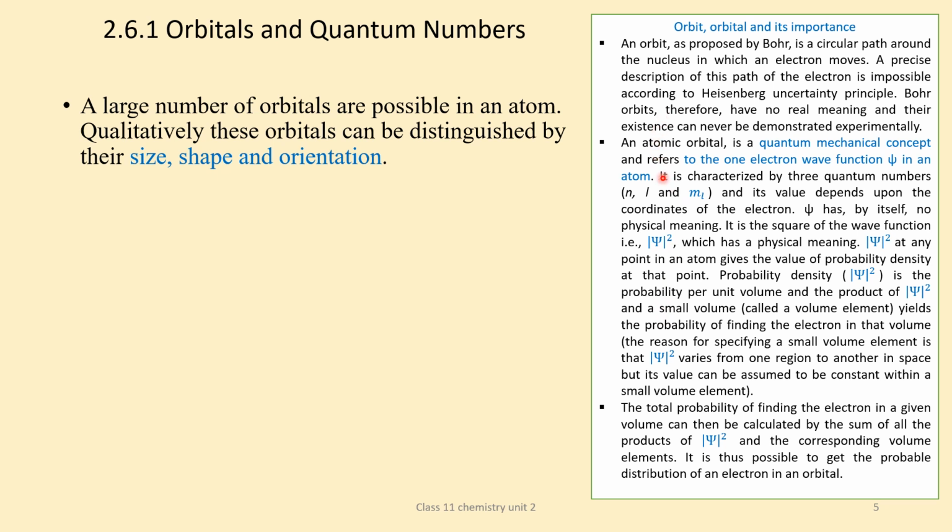An orbit as proposed by Bohr is a circular path around the nucleus in which an electron moves. A precise description of this path of the electron is impossible. Please underline impossible, according to the Heisenberg uncertainty principle. Bohr's orbits therefore have no real meaning and their existence can never be demonstrated experimentally. This was proved by Heisenberg.